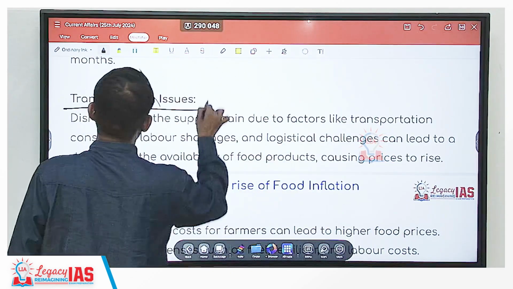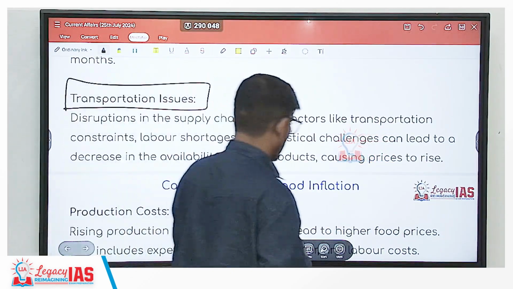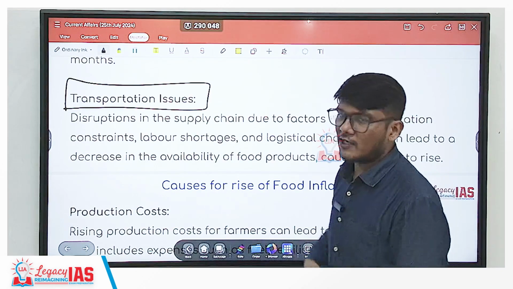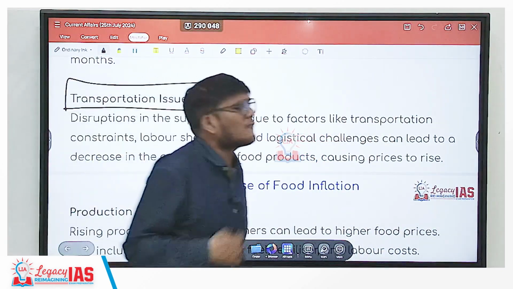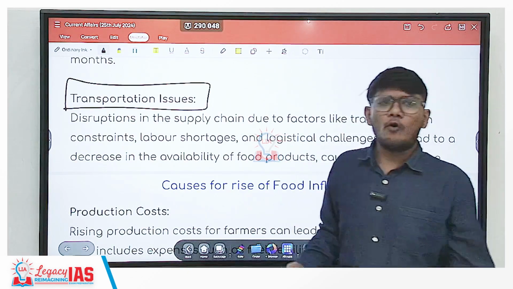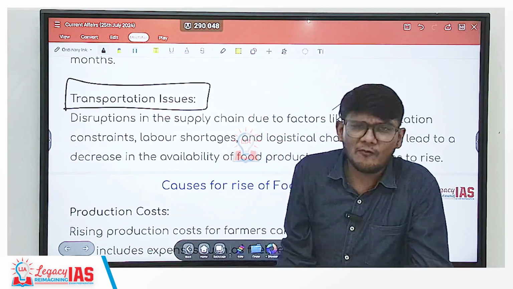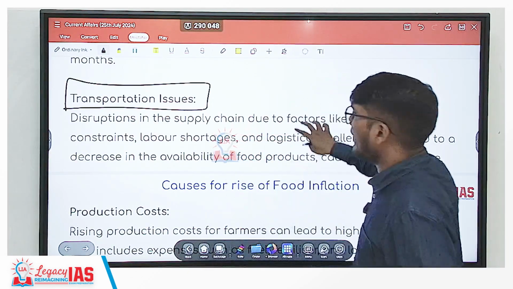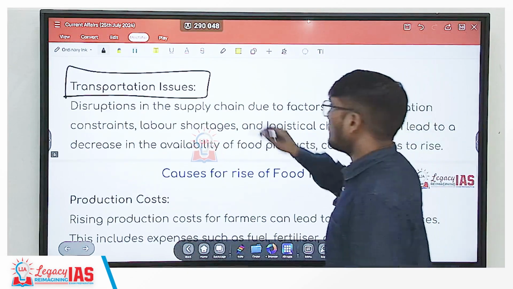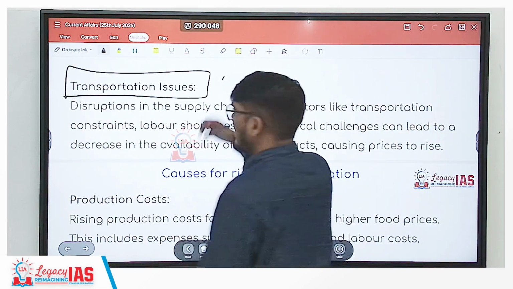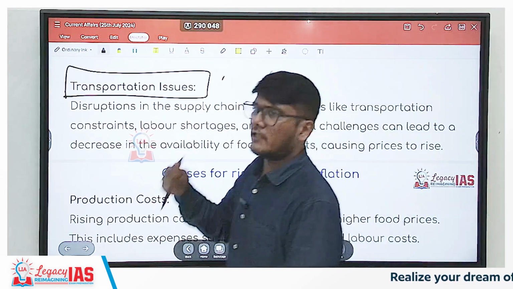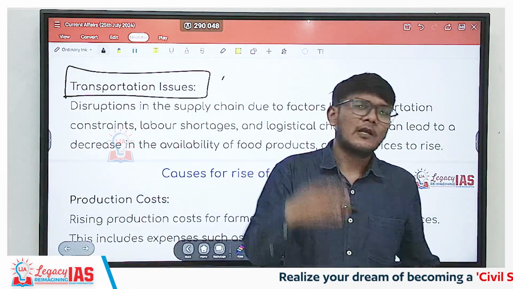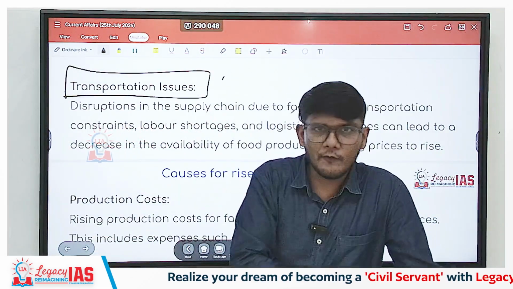Transportation issues: if there is a lack of transportation, inadequacy, inefficient transportation, roads, etc. What is the issue with roads? If roads are not proper, if it is taking more time, more money is involved. It's as simple as that. It is going to again make it costlier. And transportation does not just include trucks, vehicles, petrol, etc., but the labor also. You have to shift the thing, you have to load it, then remove it, etc.